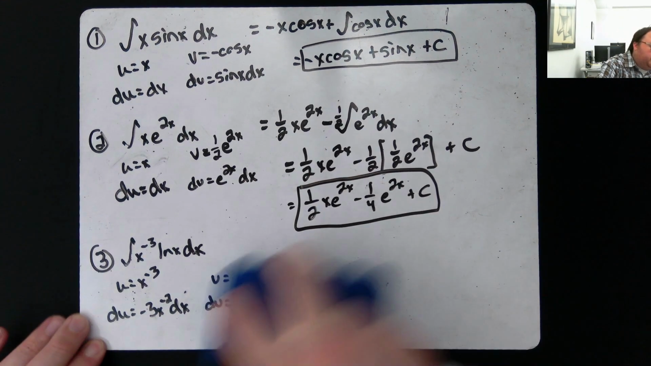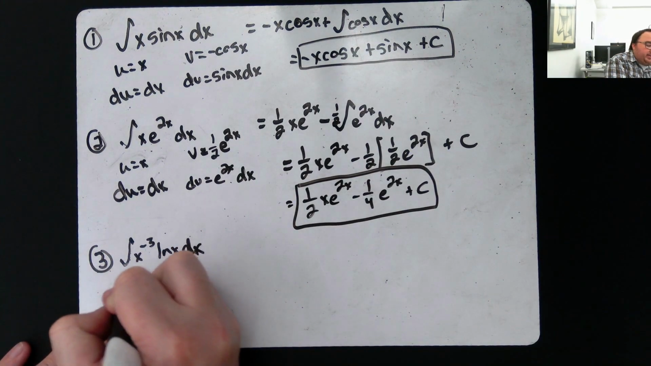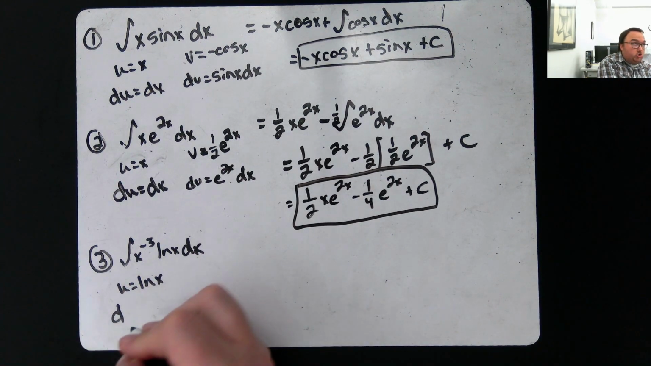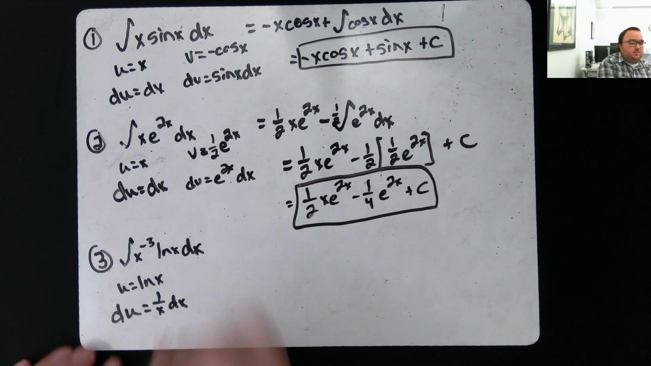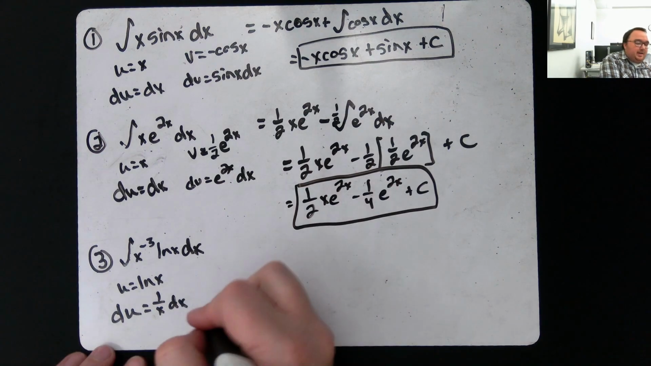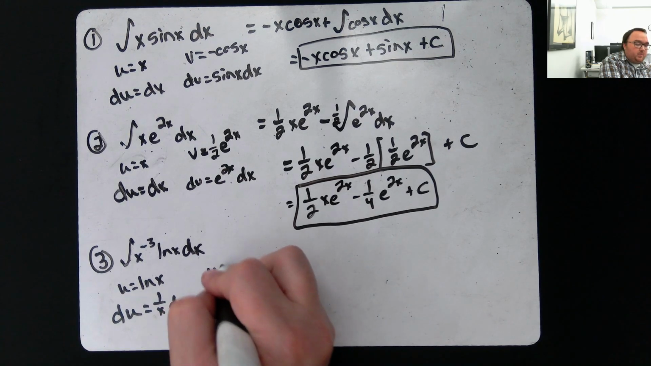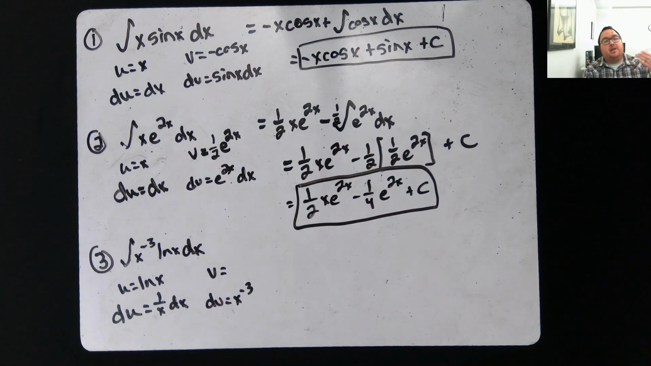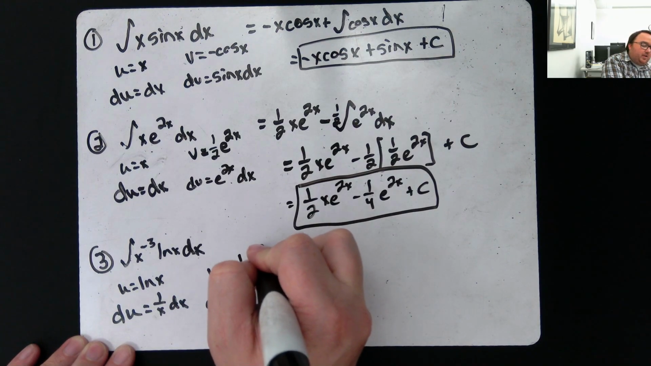I'm going to have to switch them. And u would have to be the natural log of x, because I can take the derivative. The derivative of the natural log of x is 1 over x. Easy enough. Which means my dv would have to be x to the negative 3. Take the antiderivative of that. Add 1 to the power would make it x to the negative 2. Divide by my new power would give me negative 1/2 x to the negative 2.